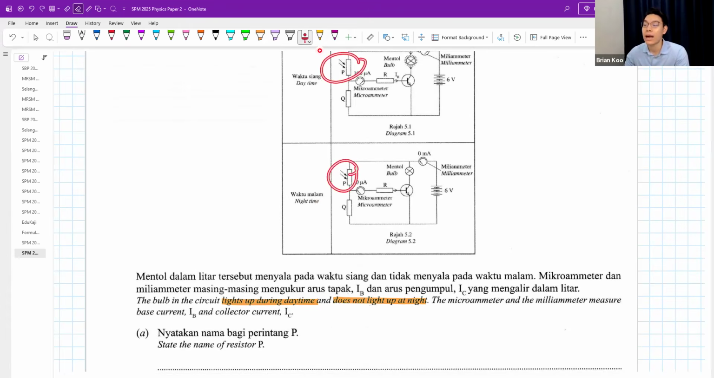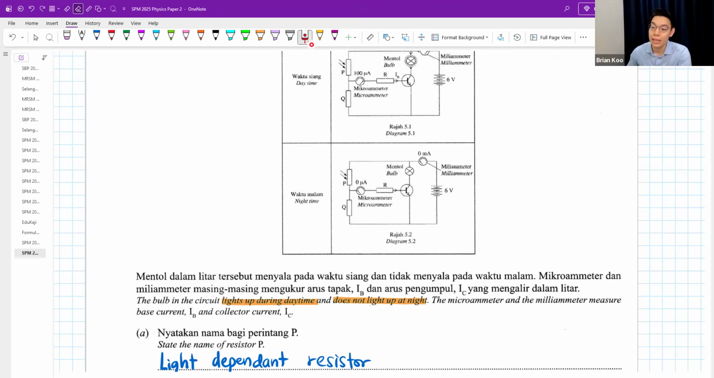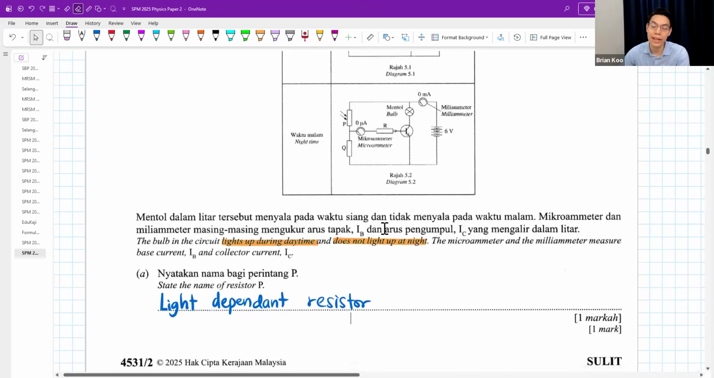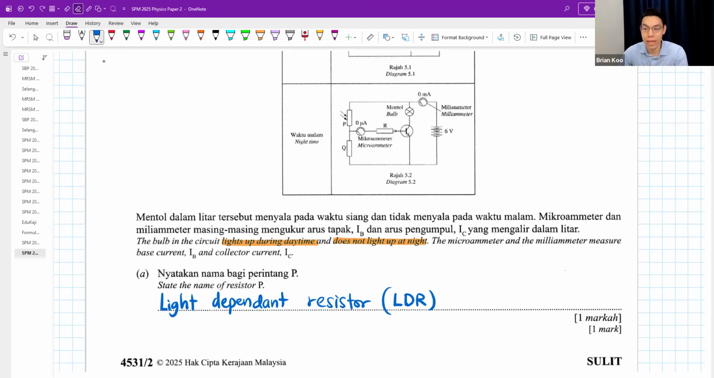P is what we call a light dependent resistor, an LDR. A light dependent resistor. If you spell dependent as D-E-N-T, it is also fine. It's just American spelling or UK spelling. Yeah, light dependent resistor. Teacher, what if I forget the full name? Can I just write LDR? Yes, you can. In SPM, they allow it.